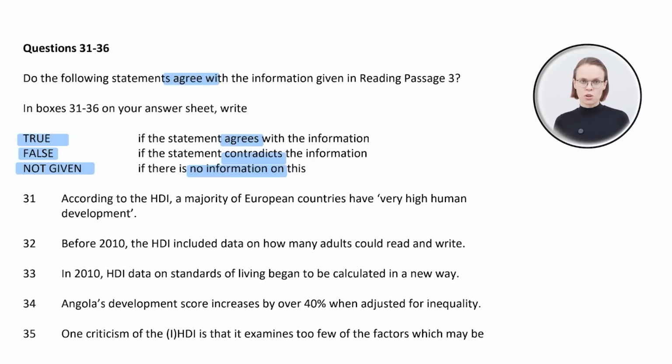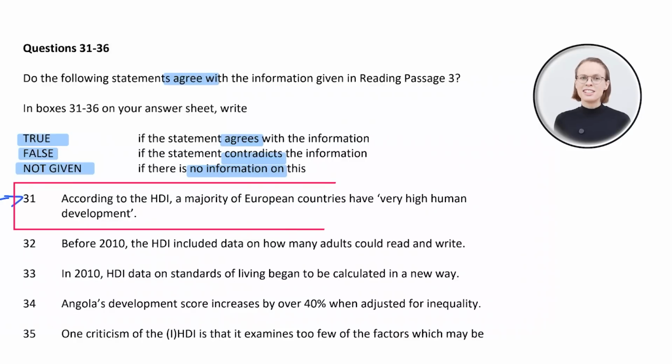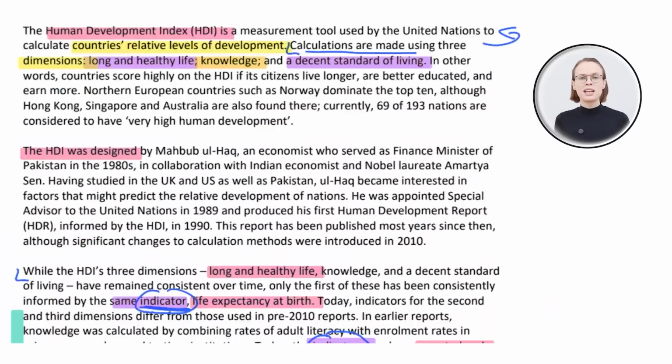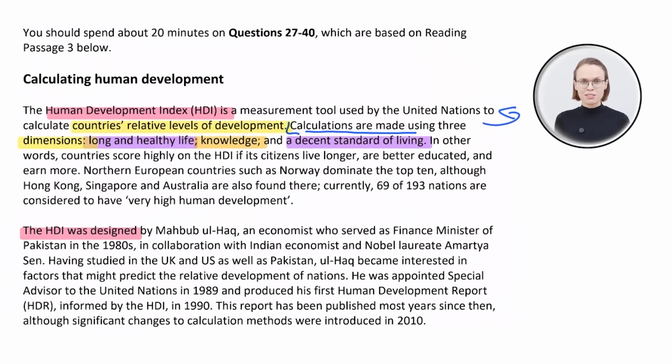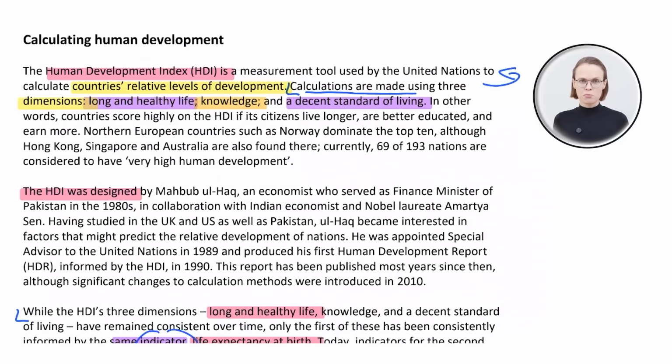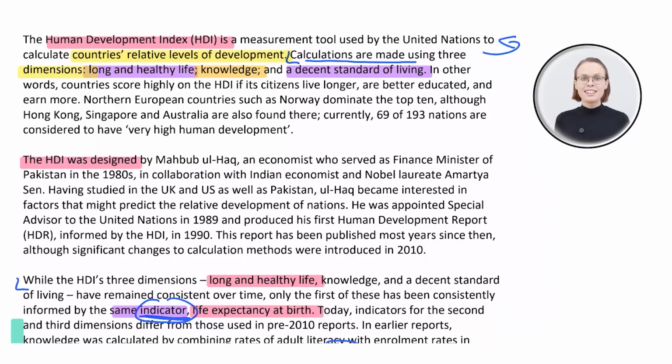We start with question 31. According to the HDI, a majority of European countries have very high human development. So we are looking for very high human development in the passage. Does the passage tell us anything about that? We start scanning paragraph 1. I can see the words here. Here it says very high human development. So let's read this sentence more closely.